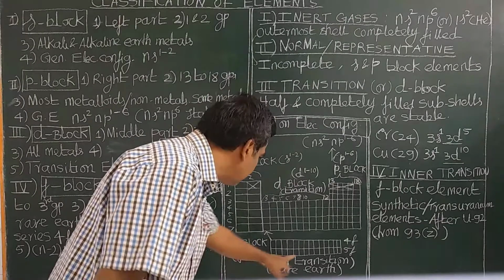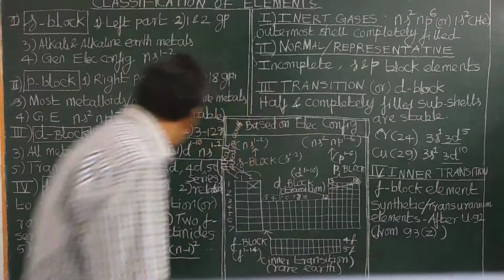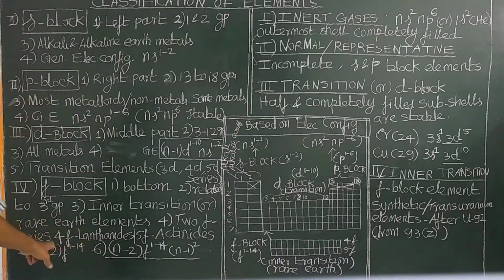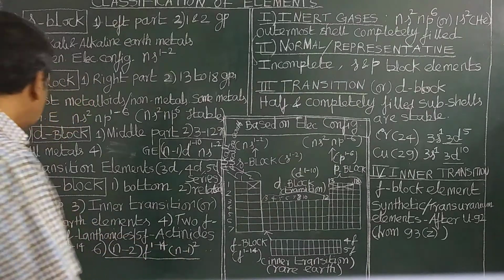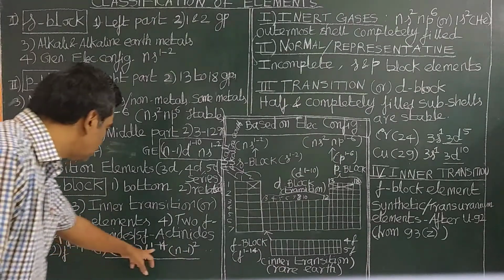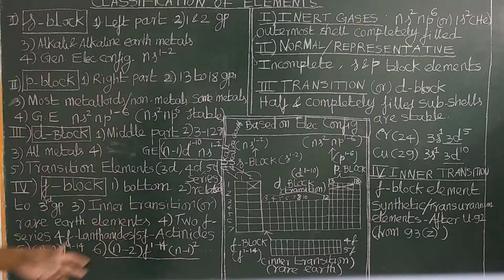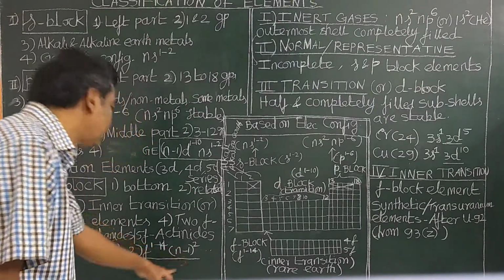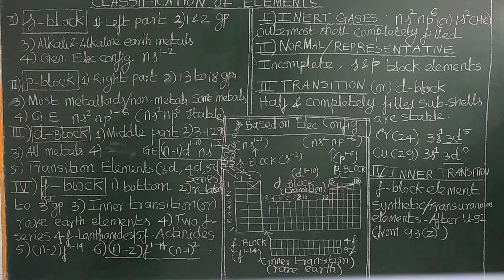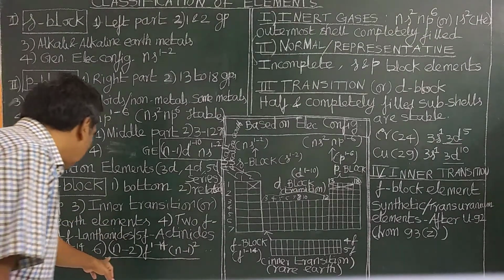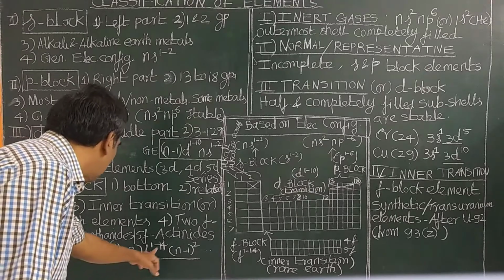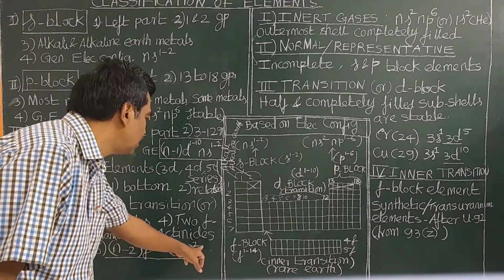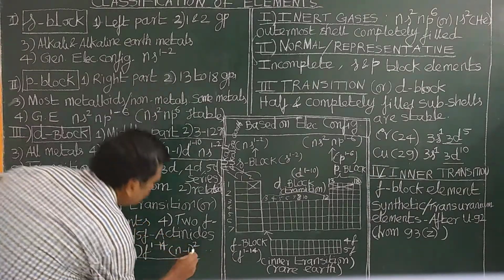4f series and 5f series. 4f series elements are called lanthanides. 5f series elements are called actinides. The last added electron goes to the inner subshell, the f orbital, 1 to 14. There are 14 elements, and therefore they are called inner transition elements. The general electronic configuration is (n-2)f1 to 14 (n-1)d0 to 1 ns2.